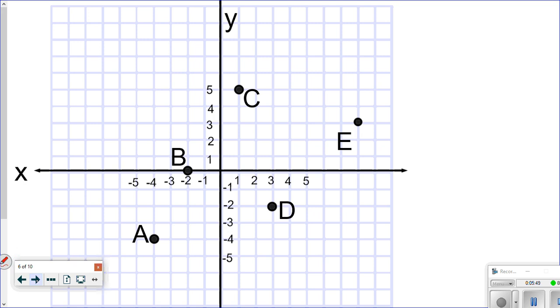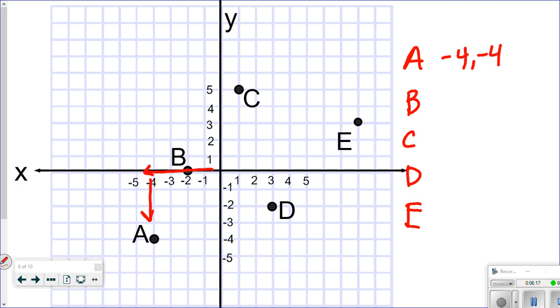Okay, the next thing I'm going to have you do is pull points off of a plot. So we have A, B, C, D, and E, and I want you to find point A, and think to yourself what the point would be. If you had to list the coordinates, what would the point be? First, you're going to go to your x-axis and then to your y-axis. So for this one, I'm going to go this way first, and then I'm going to go down. So this would be -4, -4. I'm going to erase that quick.